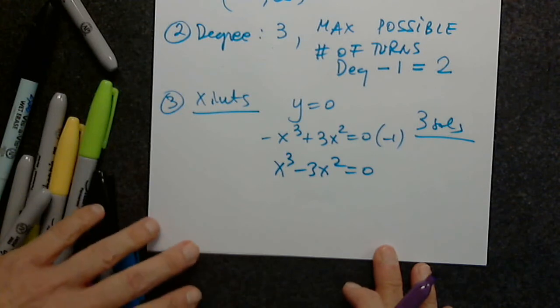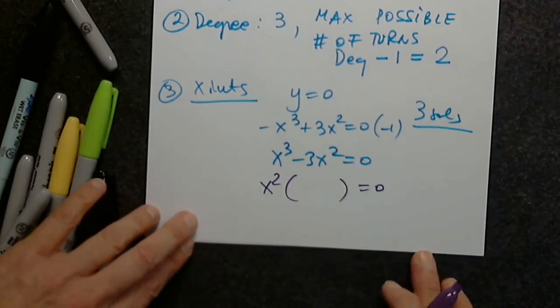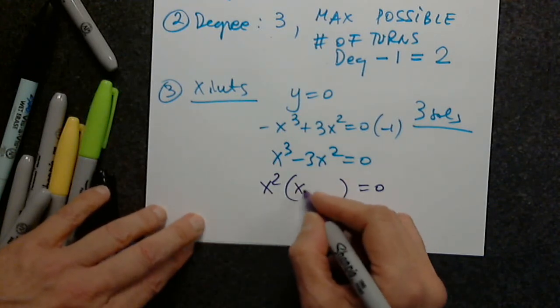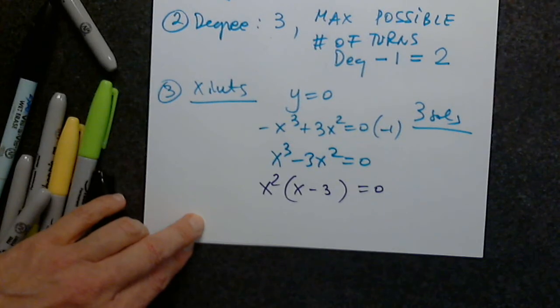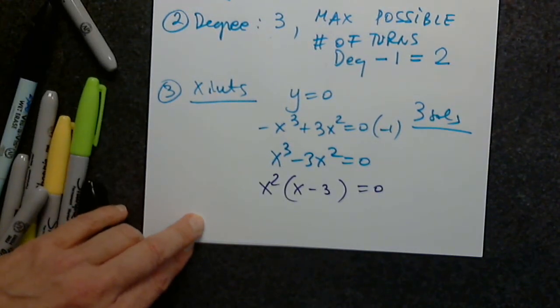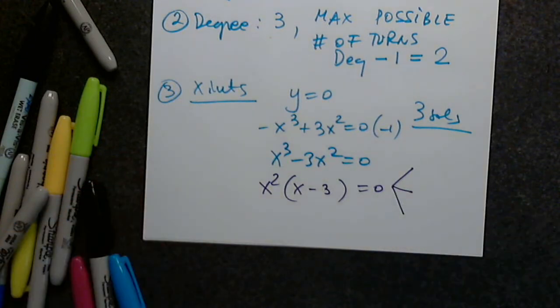Take out x squared. Awesome, of course. What is left in parentheses? x minus 3. Good. Thank you for studying. I'm really seeing that. I appreciate it. Thank you. You make me very happy. I need 3 solutions, please.